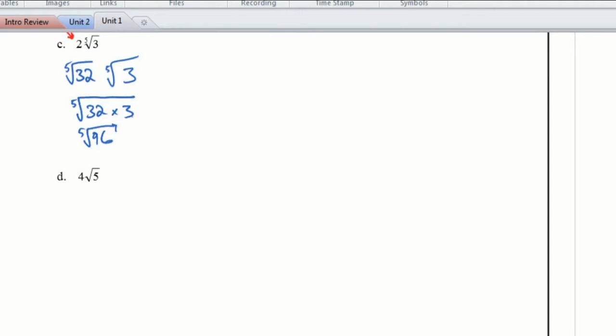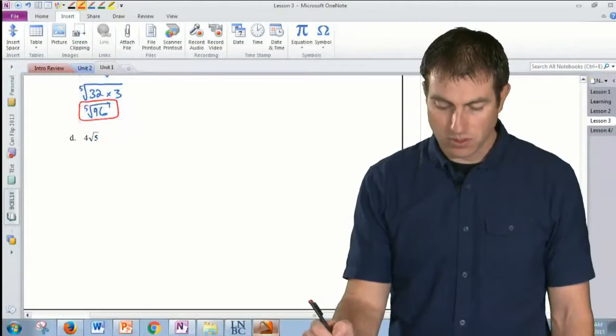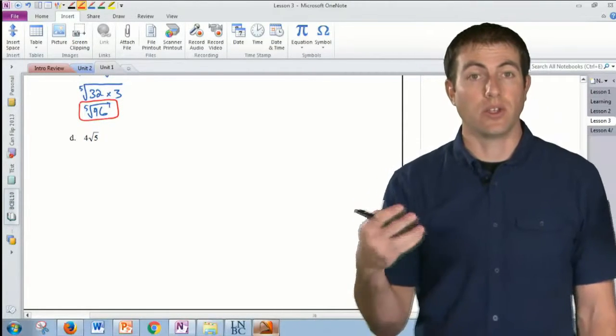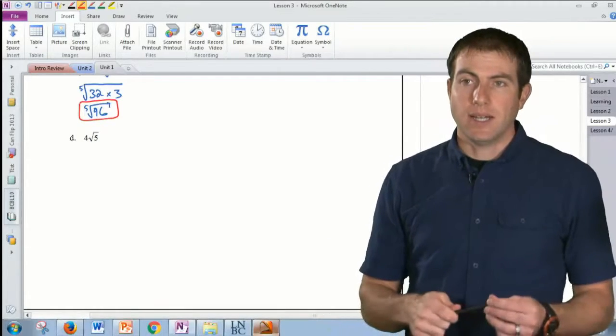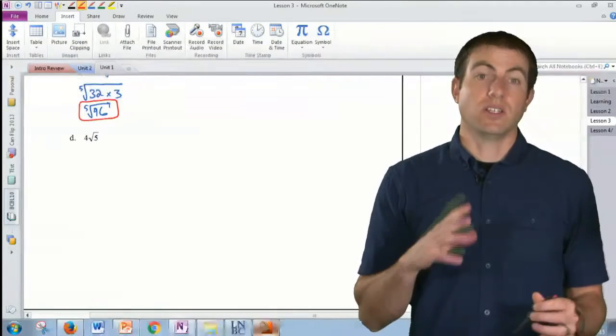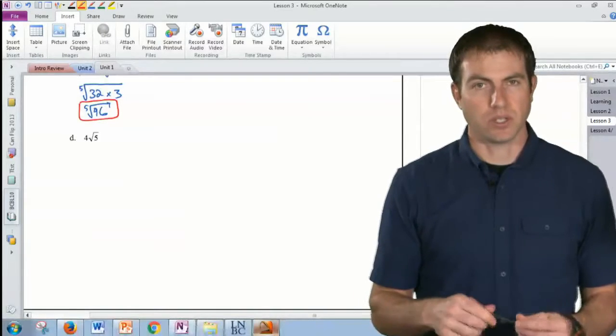And I get the fifth root of 96. All right, I want you guys to try D. The examples that are kind of included with these, the cube roots and the fifth roots and stuff, are maybe more extreme examples. You will get a lot simpler ones to start when you start doing the practice.